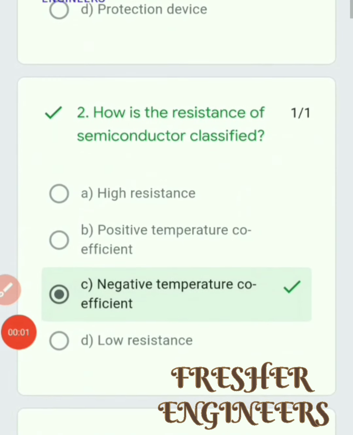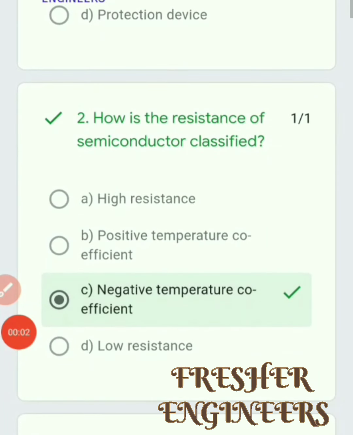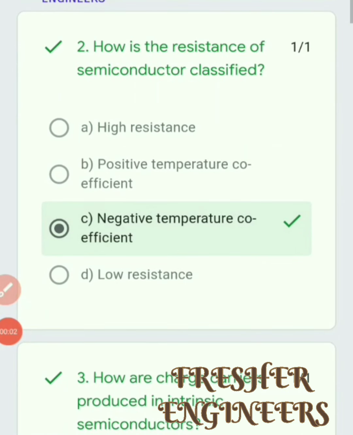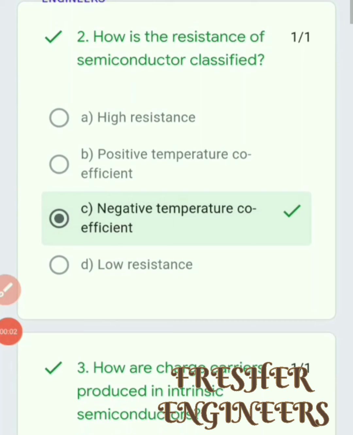How is the resistance of a semiconductor classified? It is classified on negative temperature coefficients. Hence, the correct option is C.